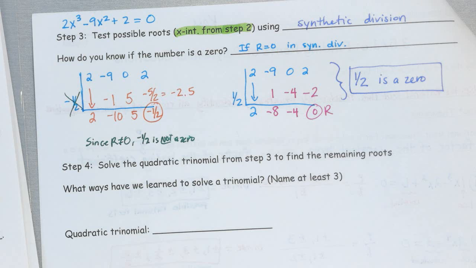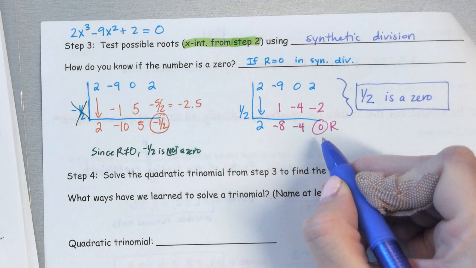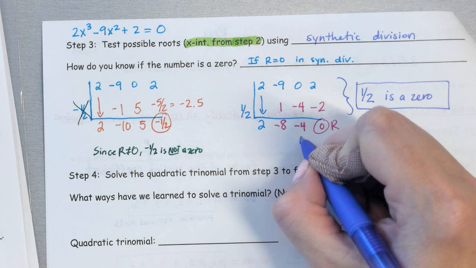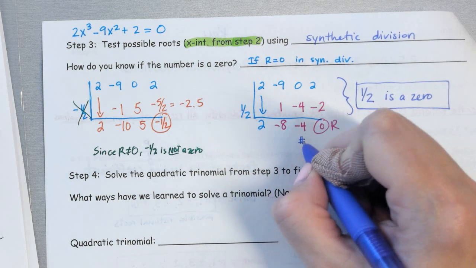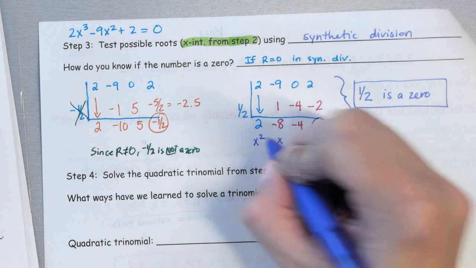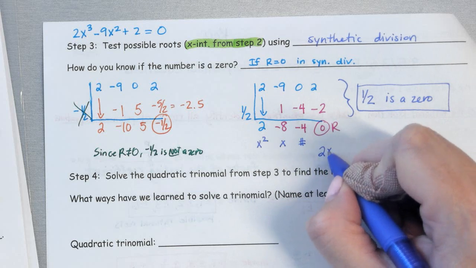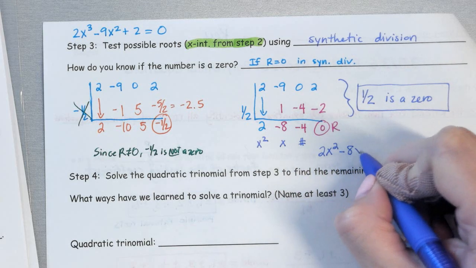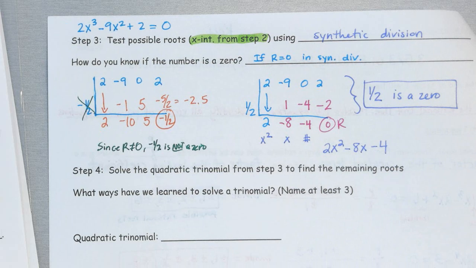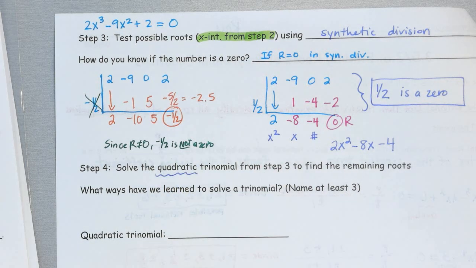Okay, so what this does is when you do synthetic division, remember this creates a polynomial. This would be the x squared. So really what we have here is this polynomial, 2x squared minus 8x minus 4. Okay, this is great because this is a quadratic trinomial. Okay, and I said solve the quadratic trinomial. Well, let's talk about what ways that we've learned to solve one. Oh, actually, before we do that, I'll show you one other thing.